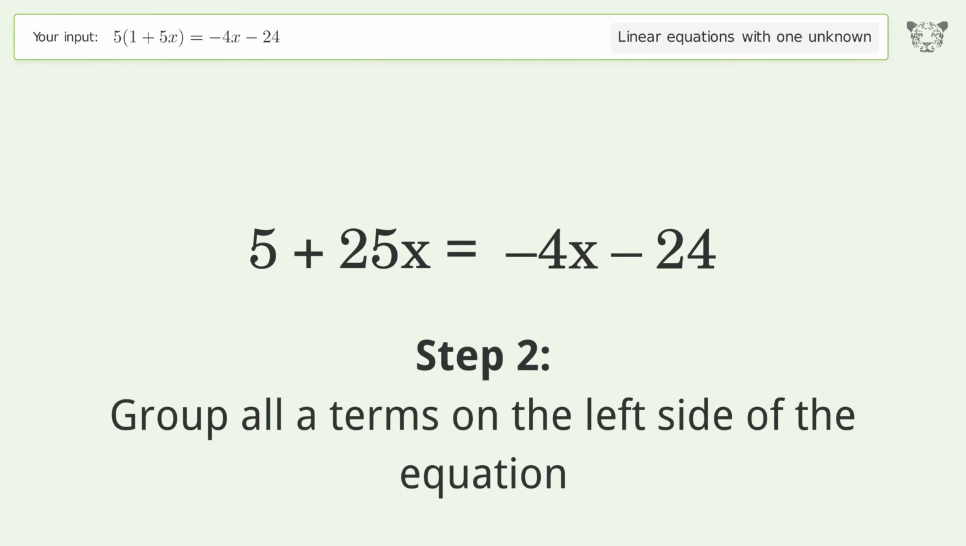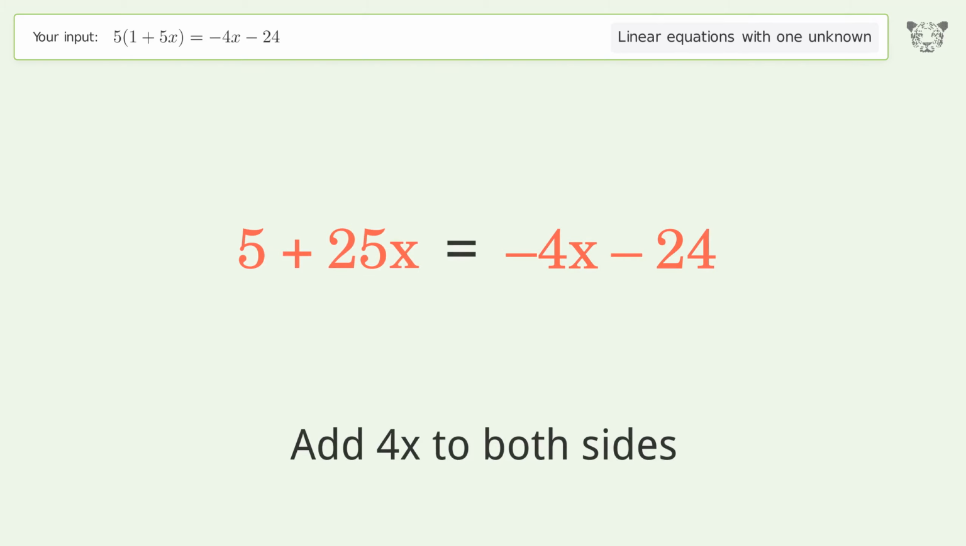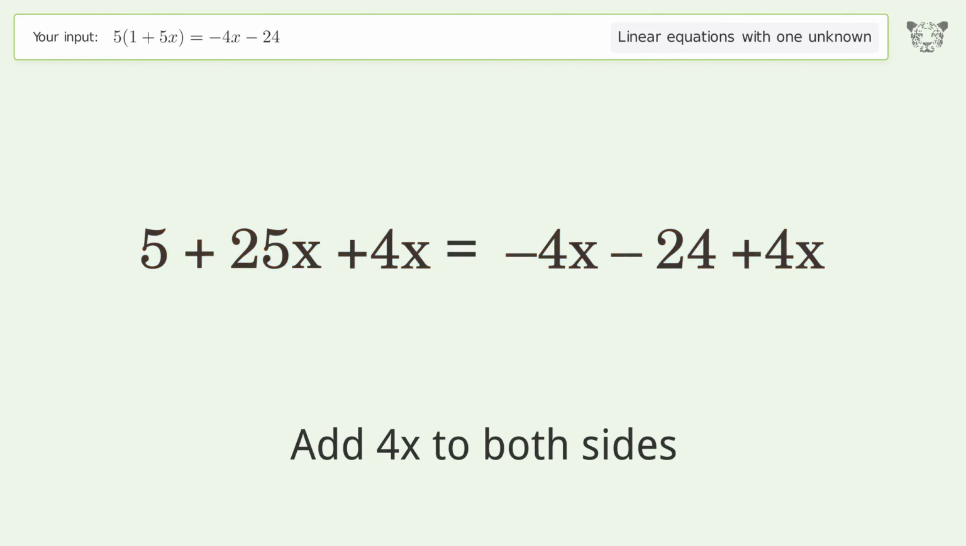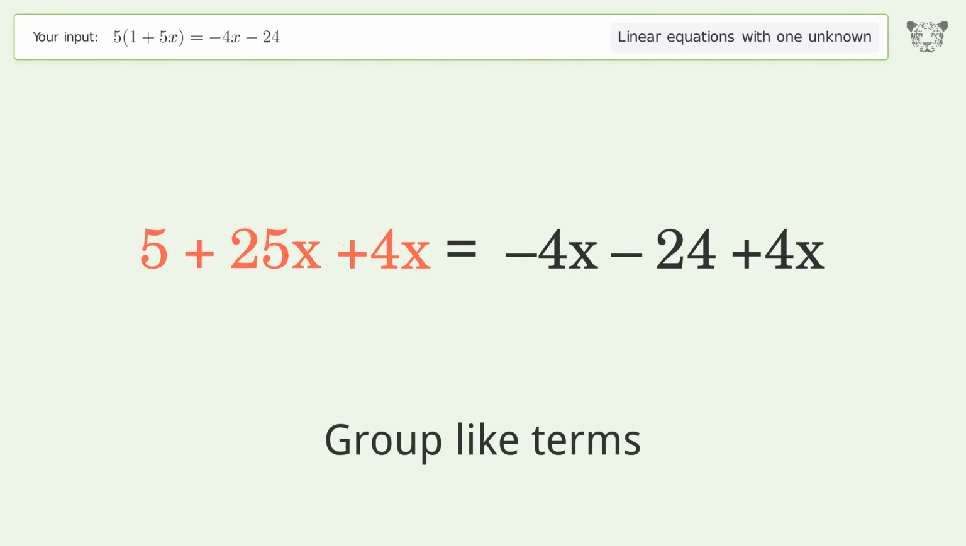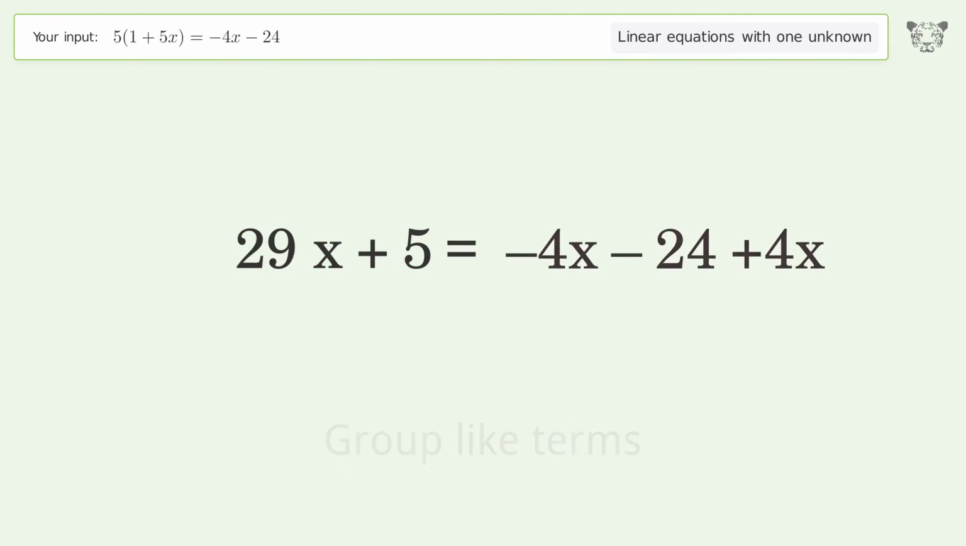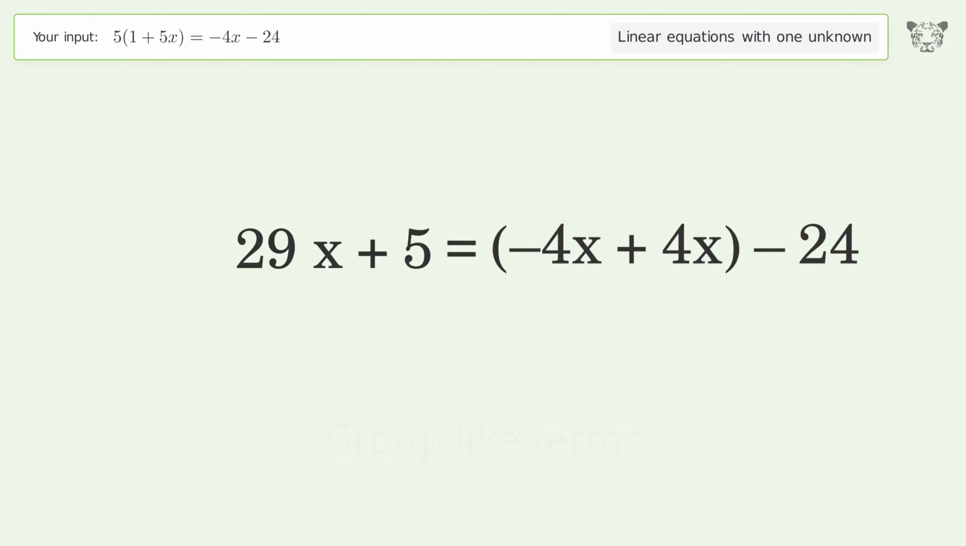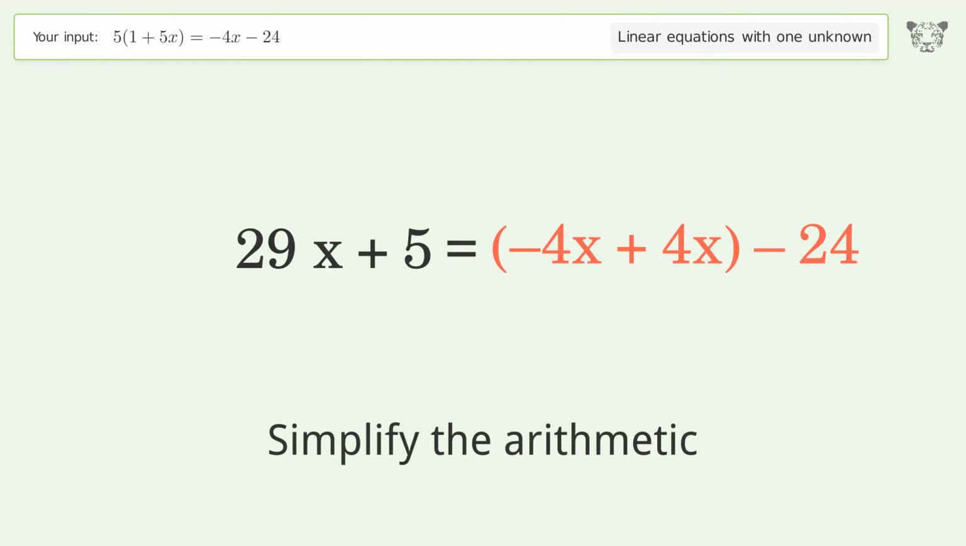Group all a terms on the left side of the equation. Add 4x to both sides. Group like terms. Simplify the arithmetic. Group like terms. Simplify the arithmetic.